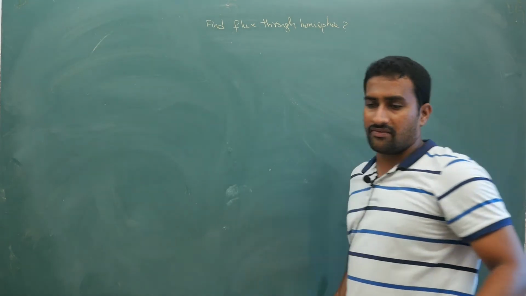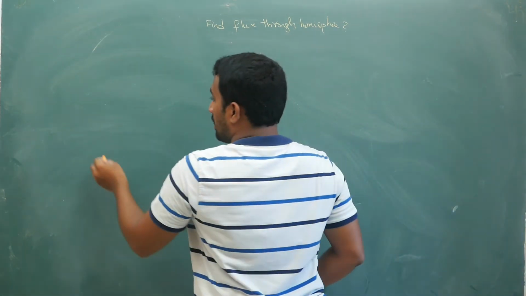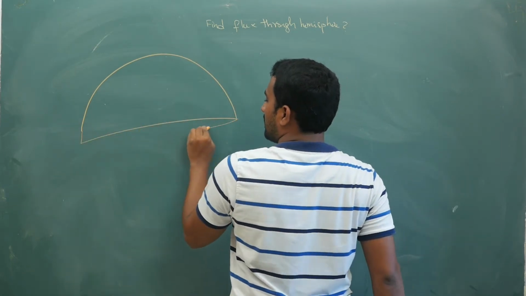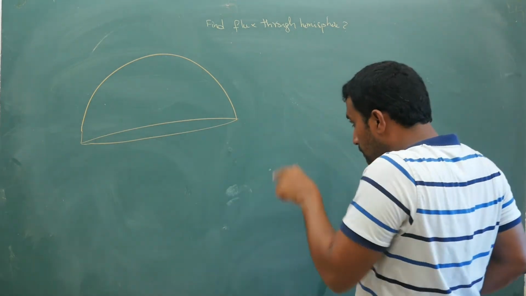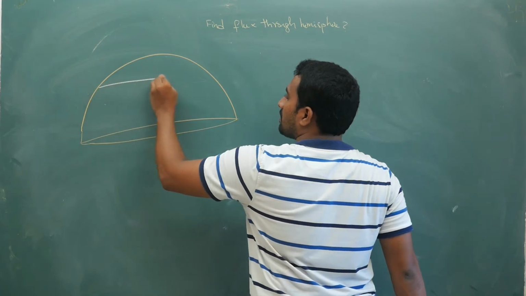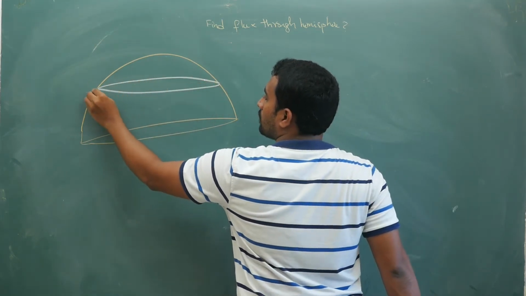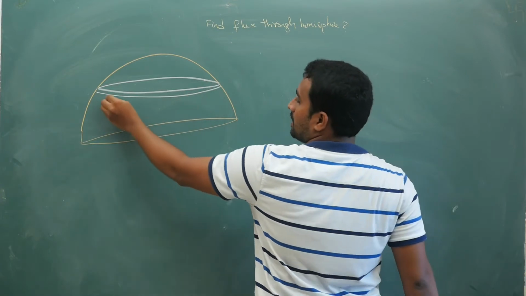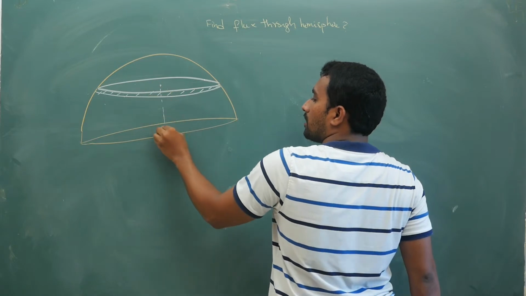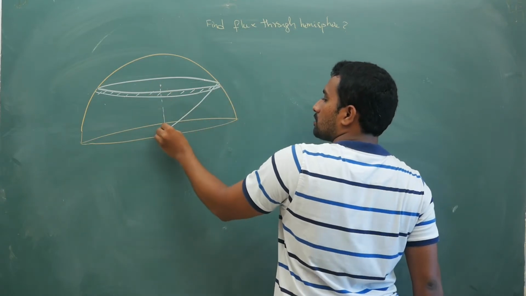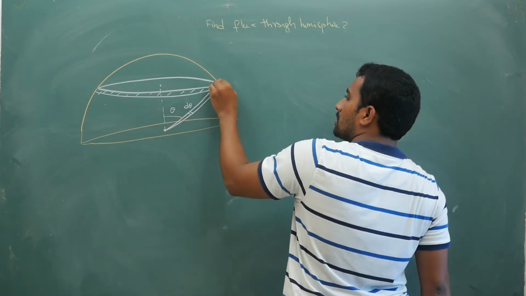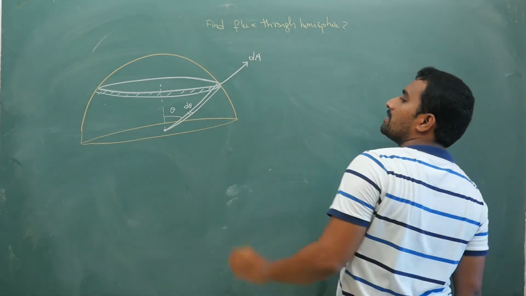I will draw a bigger figure. So let us say this is my figure. Now I will try to calculate flux through a small strip here. For a hemisphere, how to take the strip we have seen previously, so there is no point in repeating. Let me take a small strip here. This angle is theta, this is d theta. The small area vector dA will be this way.